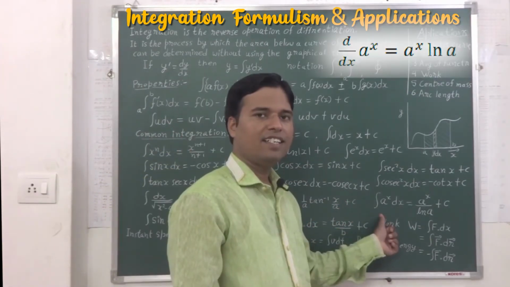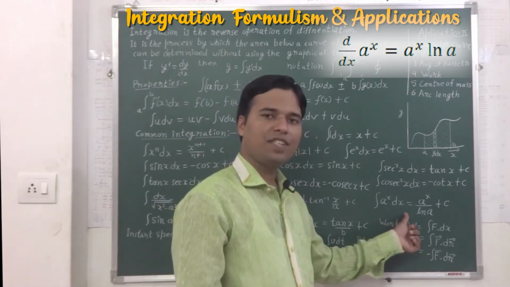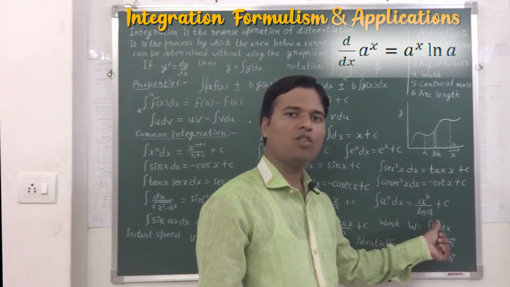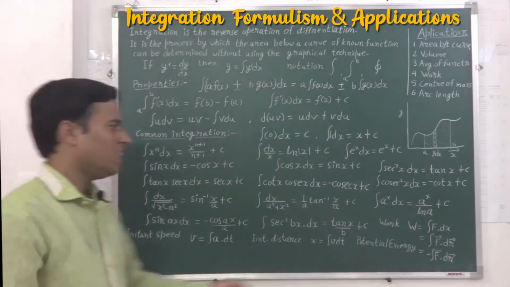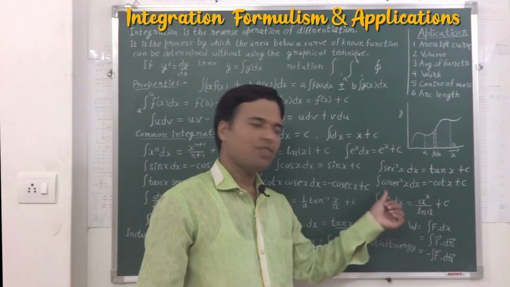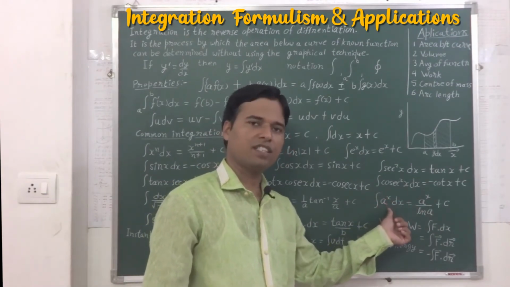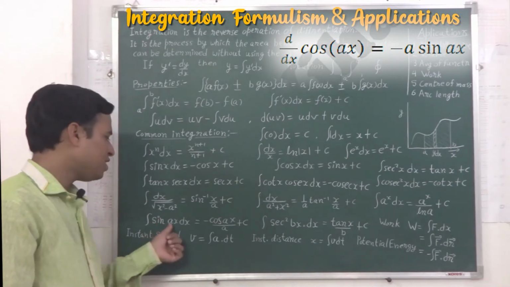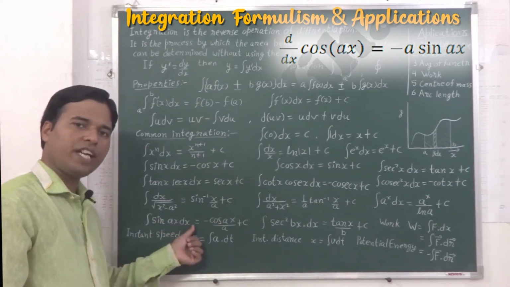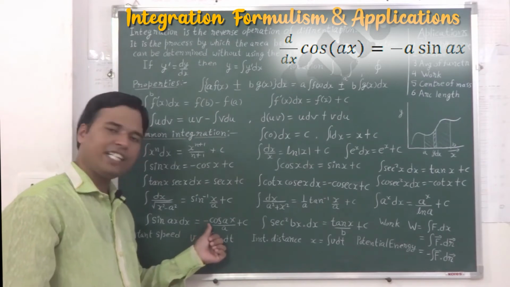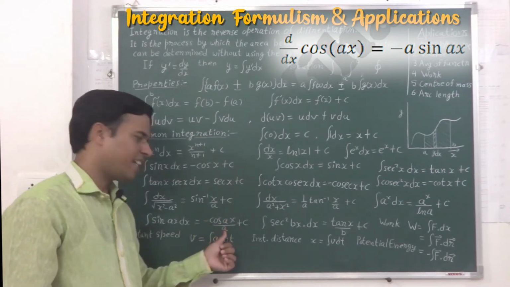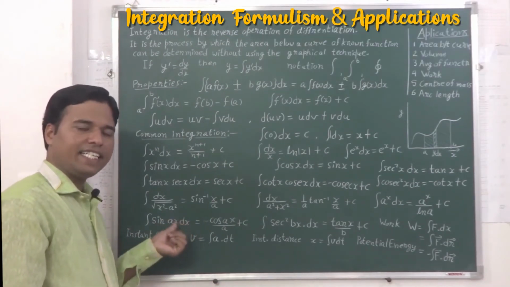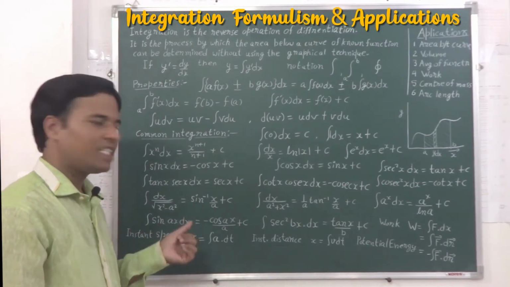If you get the integral of a power x with respect to x, you will get a power x upon natural log of a plus c. A is the base of this exponential function. If you get the integration of sine of ax with respect to x, you will get negative cos ax upon a plus c. You can also get its integration by replacement.